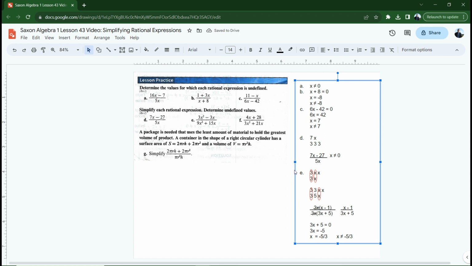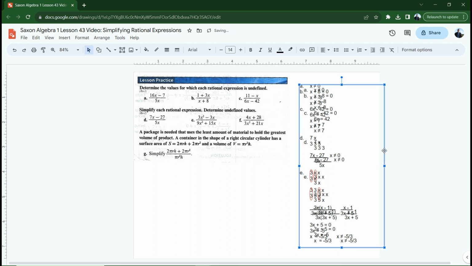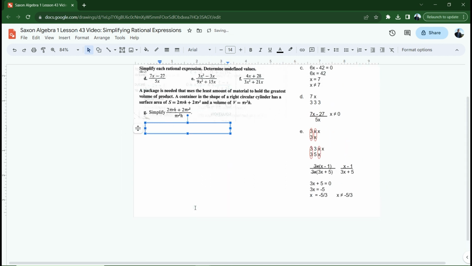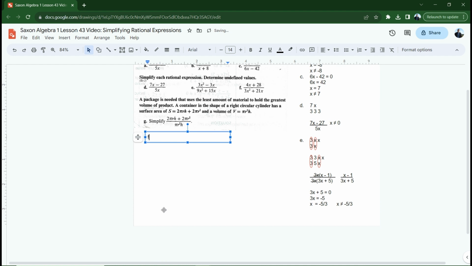All right, I've got 2 more to do. Let's do those over here. And let's see. So first we're going to do letter F. Whew, this one's going to be another doozy. Let's see. 4x and 28. So 4x is going to be 2 times 2 times x. 28 is, let's see, it's 2 times 14. 14 is 2 times 7. 2 times 2 times 7 is 28. I could make a factor tree if I wanted to.